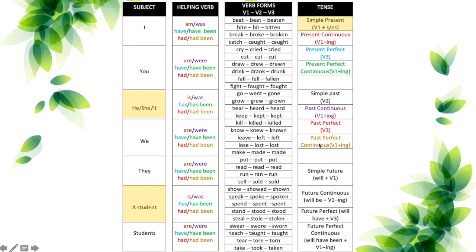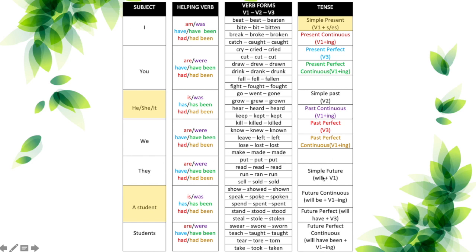Past perfect continuous. You see the yellow color, you know the drill. I had been, what is the formula? V1 plus ing. So I had been breaking, you had been breaking, he had been breaking, she had been breaking, it had been breaking, we had been breaking, they had been breaking, a student had been breaking, students had been breaking.